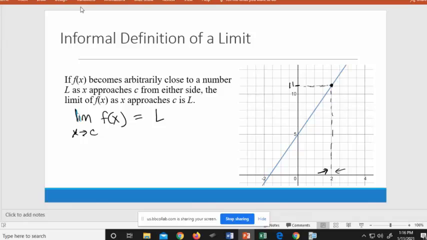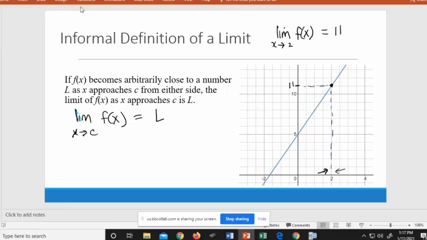Okay. Now, why am I going to say that? It's because if f of x becomes arbitrarily close to a number, does it say it reaches that number? It doesn't say it has to equal that number, does it? As x approaches c from either side. Okay, so I can write a statement for this particular example that the limit of f of x, and we can even write the formula in if we would like, as x approaches 2 is equal to 11.